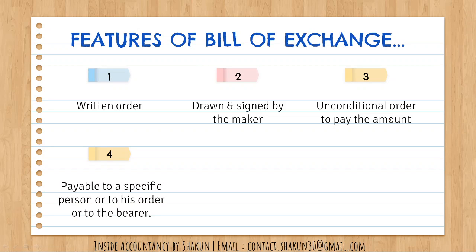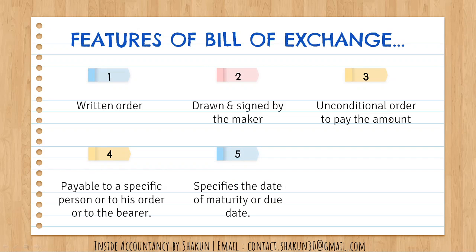The specified amount is payable to the person named in the bill or to his order or to the bearer. So the person who is making the bill, that is the drawer, either he will receive the payment or any person carrying the bill of exchange will receive the payment or any person to whom the drawer has ordered may receive the payment.